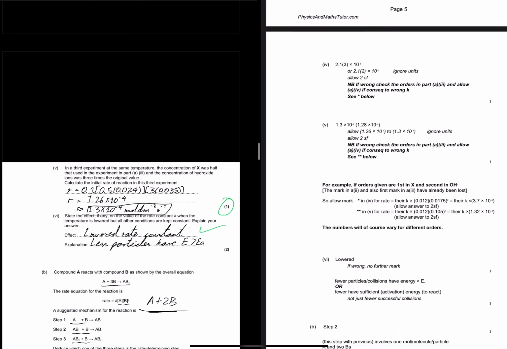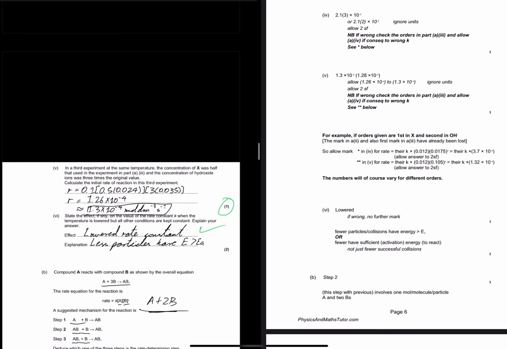Lowered, so lower rate constant. Fewer particles have collision energy greater than the activation energy. I should have said fewer particles collide, so that's one thing I could have said better there. I know I'll probably get the mark for that, but I'll be critical of myself here. So 1 mark here.